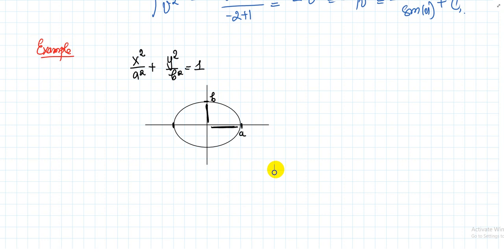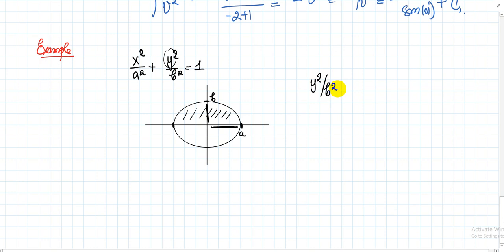Okay? So how can we find areas? We can find areas using integration, right? So let's find this area, only the upper part, okay? So the equation of the upper part will be, so I need to find this y from here, okay? So let me find the y. So y squared over b squared is equal to 1 minus x squared over a squared, right? Or basically a squared minus x squared divided by a squared, right?